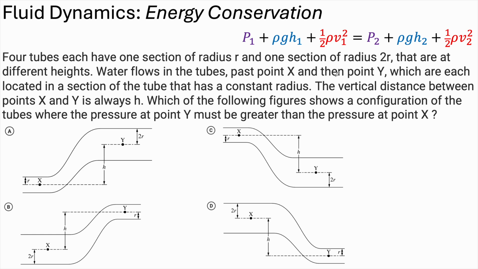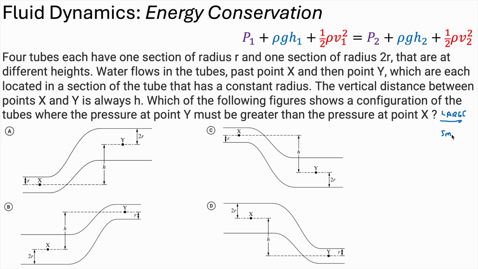4 tubes here, each have one section of radius r and the other section of radius 2r, and they're at different heights. And we've got points x and y. In which of the following diagrams shows a configuration where the pressure at point y must be greater than the pressure at point x? Well, for the pressure to be small at point x, we need one of two things. We need a large velocity, which would tend to lower the pressure, or the fact that it's at a small height.